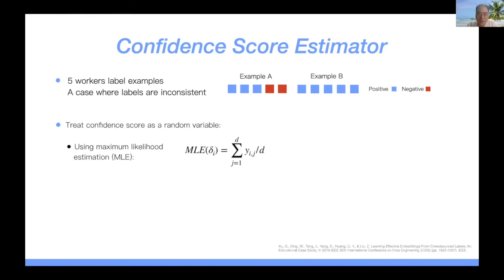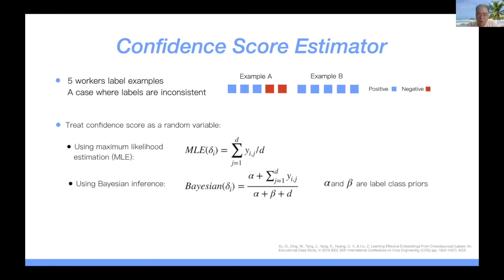However, MLE has limitations, especially when the number of workers is very small. So to better infer the true labels, we can introduce some Bayesian priors into the calculation of this confidence score. Here, we introduce alpha and beta as our label class priors.